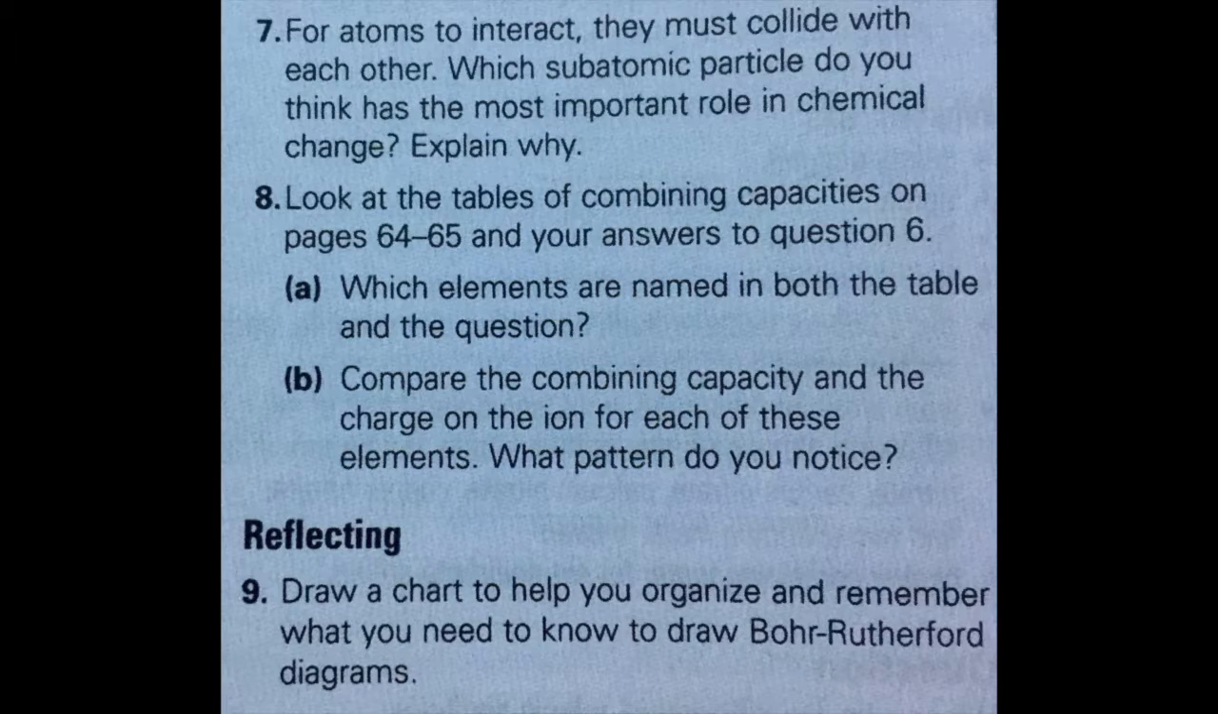8. Look at the tables of combining capacities on pages 64-65 and your answers to question 6A. Which elements are named in both the table and the question? B. Compare the combining capacity and the charge of the ion for each of these elements. What pattern do you notice?